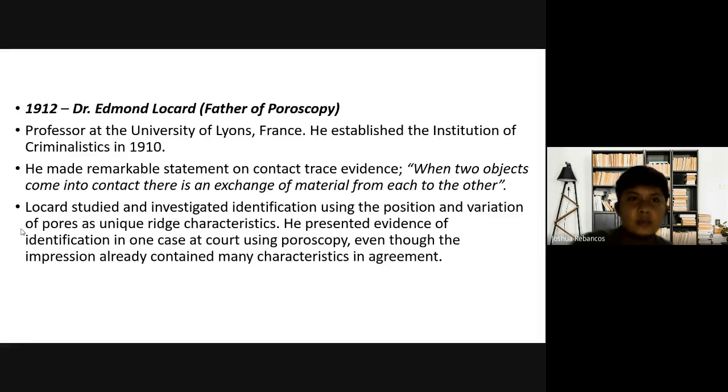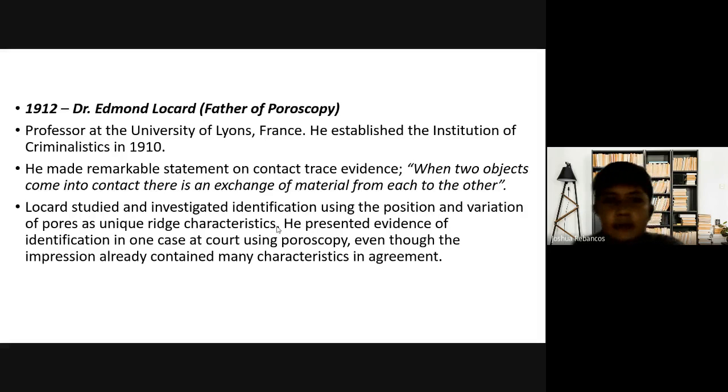When two objects come into contact, there is an exchange of material from each to the other. Ito yung sinabi naman ni Edmund Locard, principle. Okay. Locard studied and investigated identification using the position and variation of pores using ridge characteristics. So, itong Locard principle na yung sa crime scene, kung may nahawakan ka, may maiiwan kang ebidensya. Yun yung principle niya. So, that's the end of our lesson.